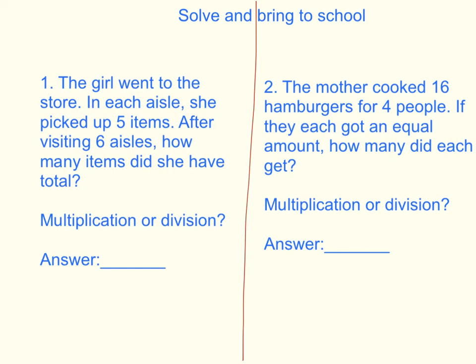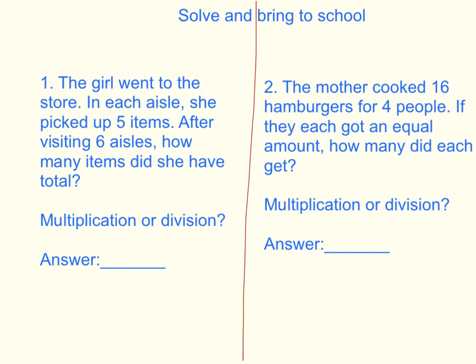All right, your solve and bring back to school problems for today are these. The first one says that the girl went to the store. In each aisle, she picked up 5 items. After visiting 6 aisles, how many items did she have total? So I want you to figure out, is this a multiplication problem or is it a division problem? After you figure that out, I want you to solve it too.